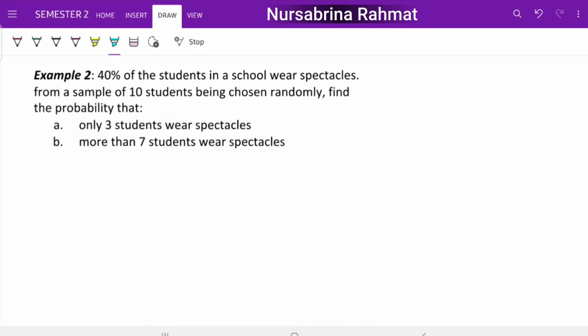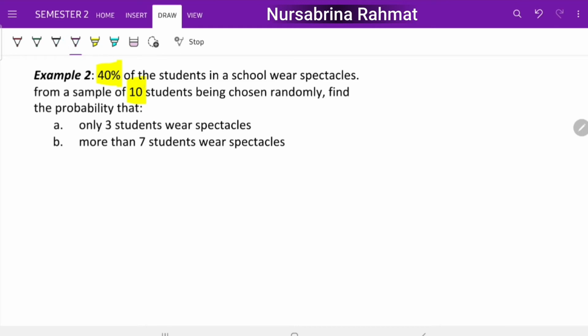Okay, so 40% of students in a school wear spectacles. Okay, 40%, and 10 students are being chosen randomly. Okay, so find the probability: A, only 3 students wear spectacles, and B, more than 7 students wear spectacles.